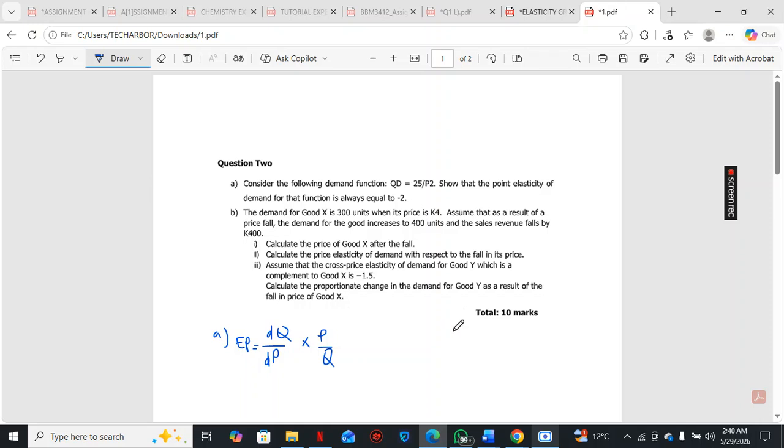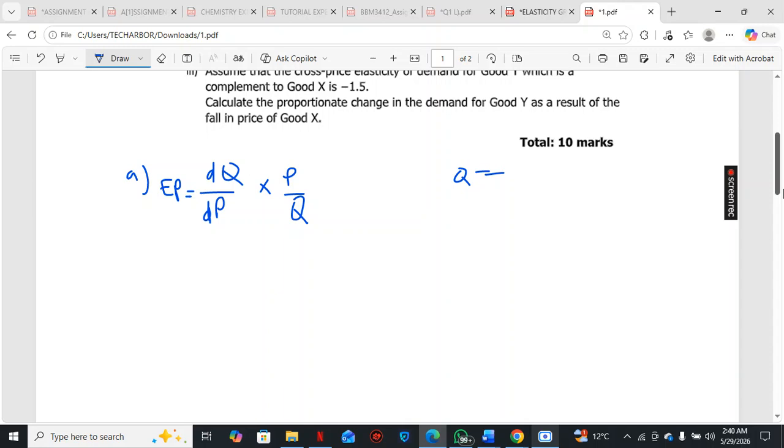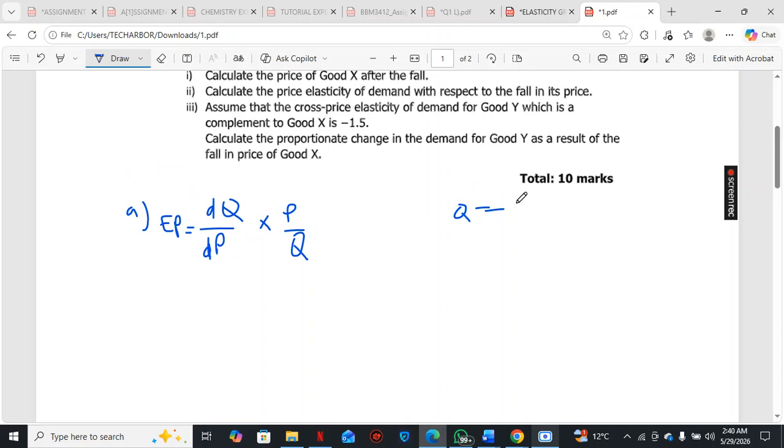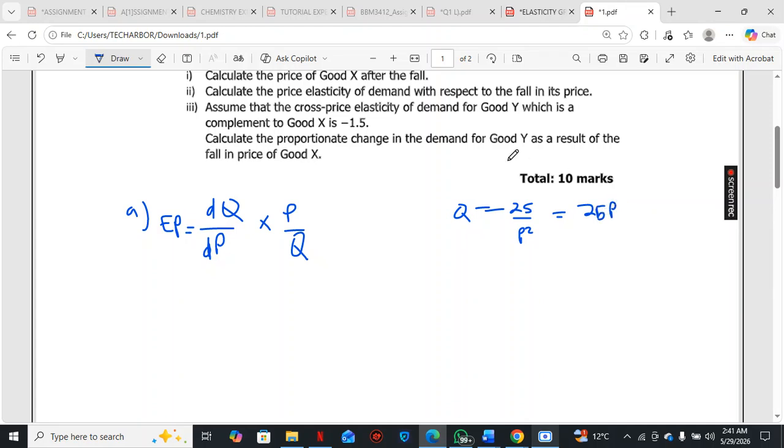First, let's derive our demand function. Our demand function is Q equals 25 over P squared. All right, so we can write this according to the laws of indices. This can be written like this: 25 P to the power negative 2.